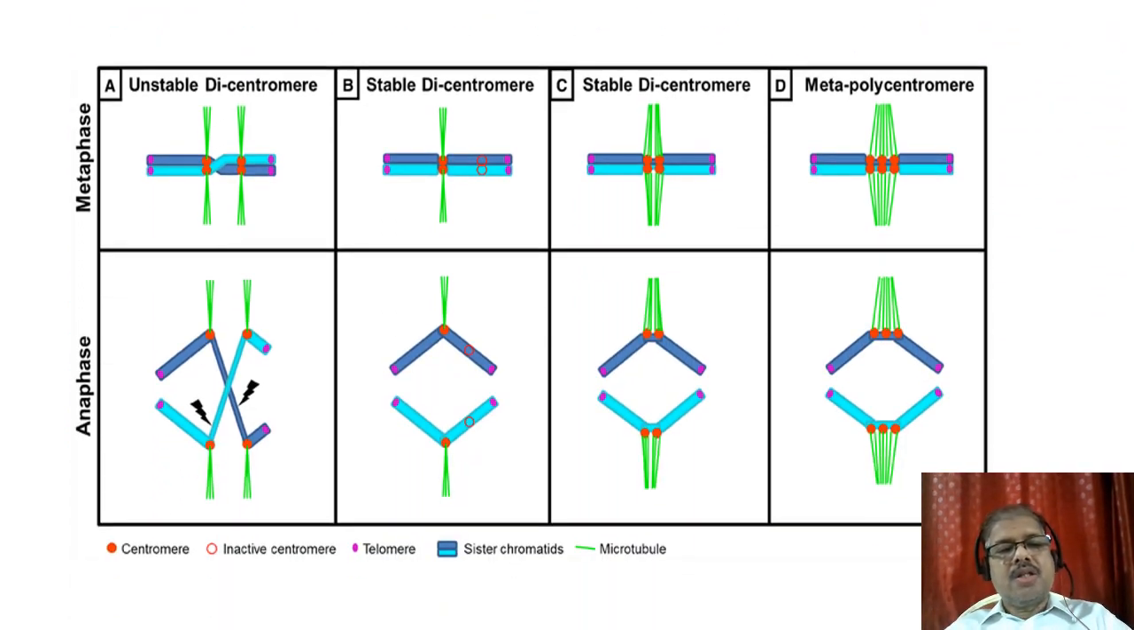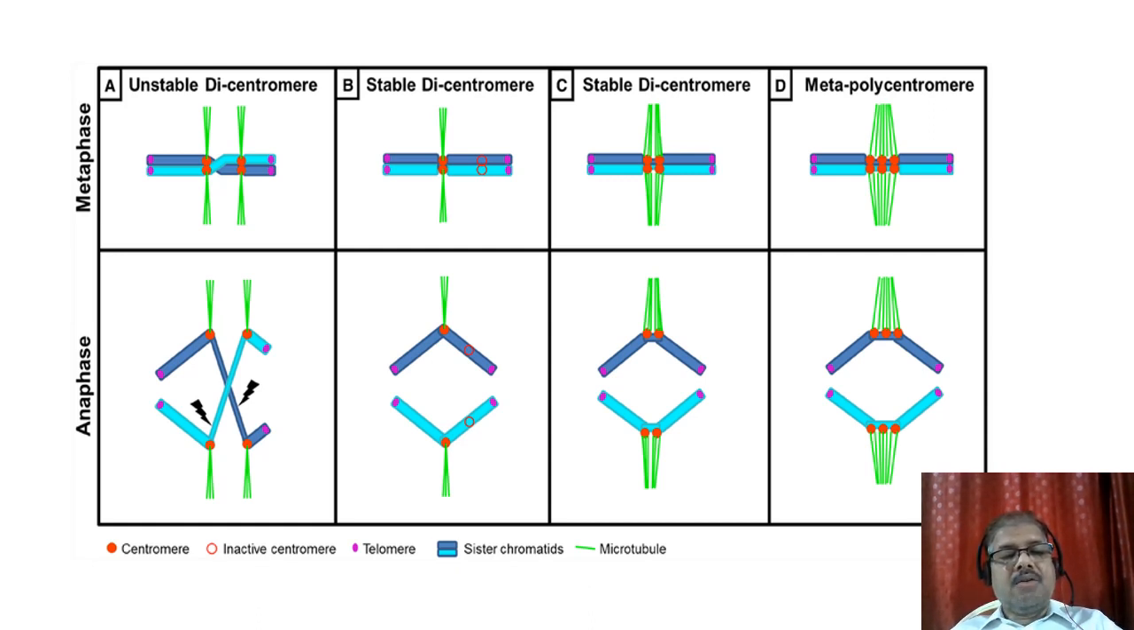So this is the schematic representation of chromosomes with multiple centromeres. A chromosome with two active centromeres, a dicentromere or dicentric chromosome, is typically unstable. A twist between the sister chromatids within the region between both the centromeres leads to merotelic spindle attachment of the two kinetochores on the same chromatid, resulting in anaphase bridge and subsequent chromosome breakage.